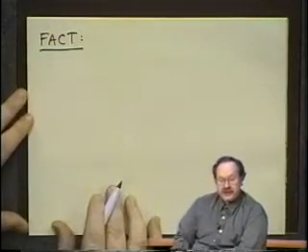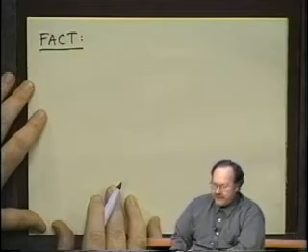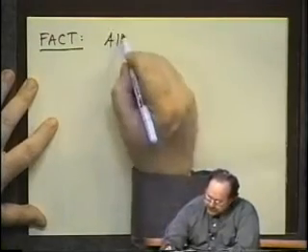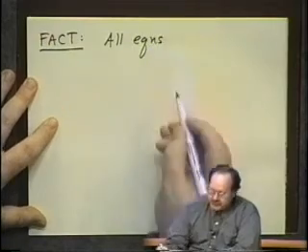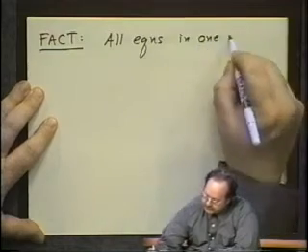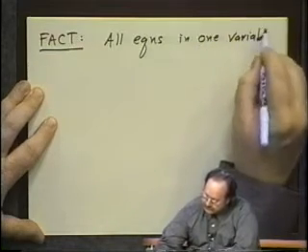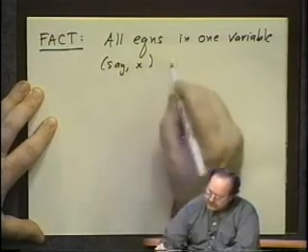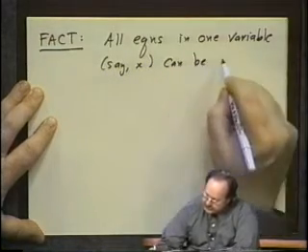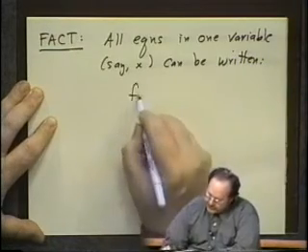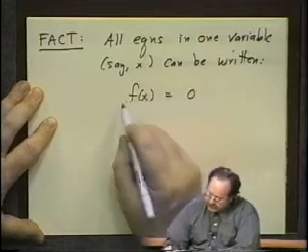This is something that we actually mentioned back when we were doing basics, but I'm going to say it in a slightly different form now, since I have functional notation. Fact: all equations in one variable, say, just for the record here, x, can be written as follows: f of x equals 0.